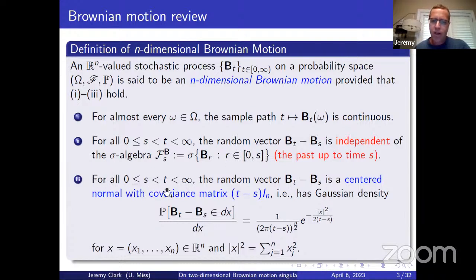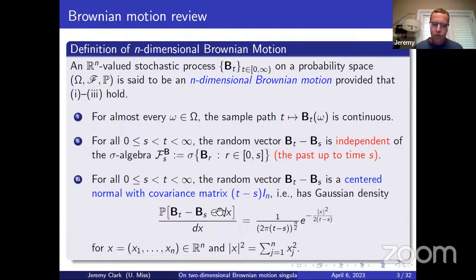Okay, so the third property is the distribution of those increments. For any s and t, the random vector B_t minus B_s, that is the increment of the Brownian motion, is a centered normal random variable with a covariance matrix that is very simple. It is just the scalar t minus s multiplied by the identity matrix. So more explicitly, this normal just has the Gaussian density given right here.